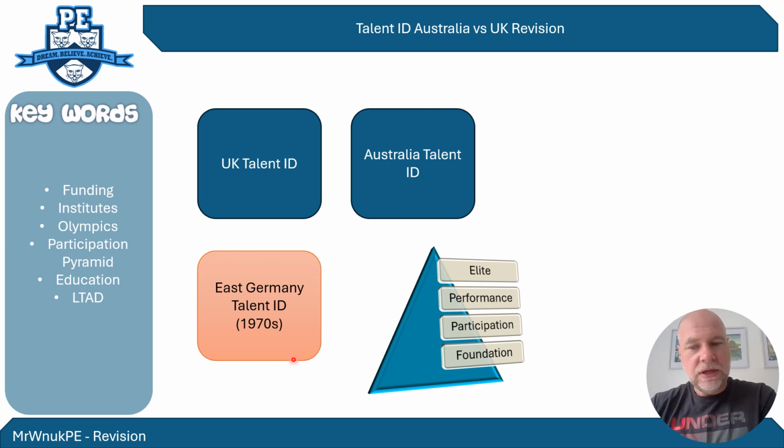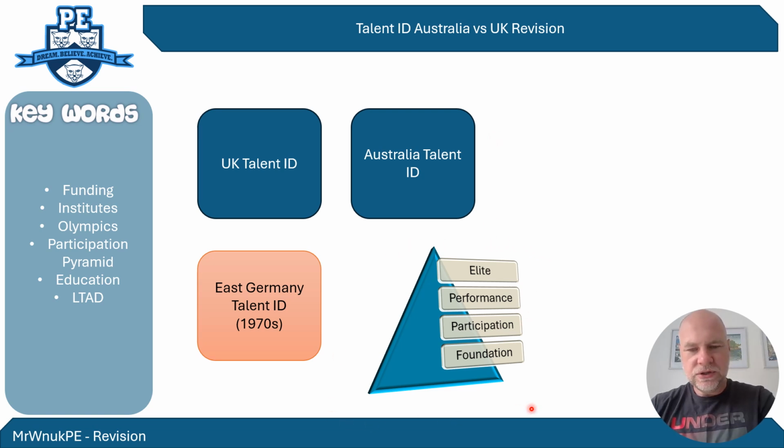Now, if you're watching this in 2024, then last year's exam question was asked on the East German versus UK talent identification pathway. This year's exam question, if it is going to come up, is probably more likely going to be on the Australian versus UK talent identification pathways. So this is the A-level revision on that.